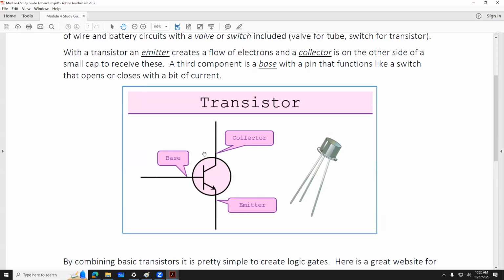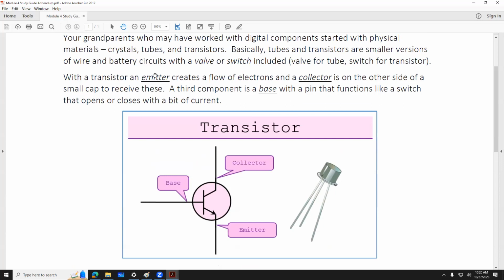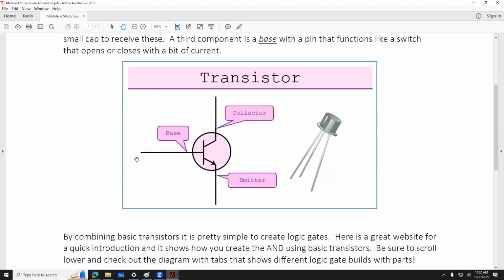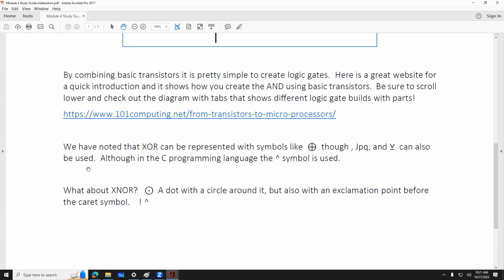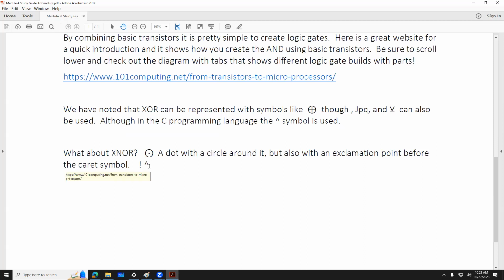The idea of a collector and a base and an emitter, it's talking about how that becomes the switch, that becomes the transistor, that becomes the logic gate, okay? And then there's additional information. So in our recently updated version of the study guides, we gave you information about the up-pointing arrow and down-pointing arrow as a symbol, right? And then now we have another one. A circle with a dot is XNOR. So again, that information is important.